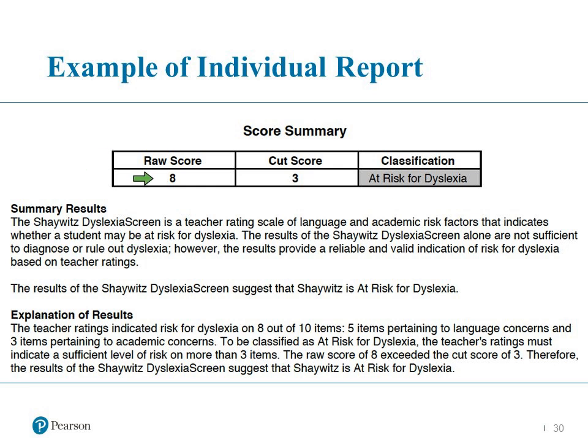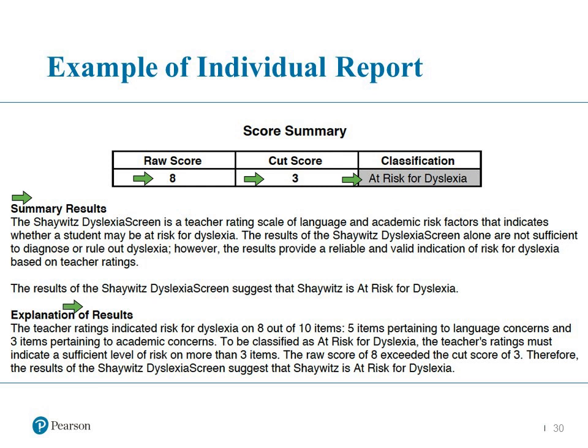Their raw score was 8. The cut score for this particular student, or this particular form, is 3. So this child is at risk for dyslexia. And what it does is it gives you a nice summary statement of the results, telling you that the rating of language and academic risk factors indicates that this student is at a high enough level for us to be concerned for risk for dyslexia based on the teacher screenings, right?